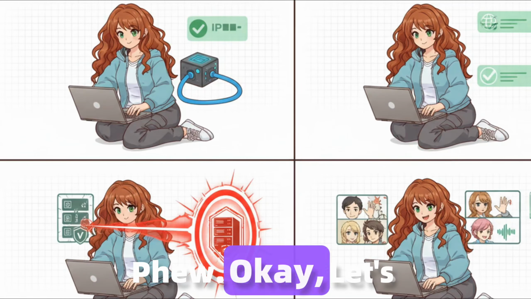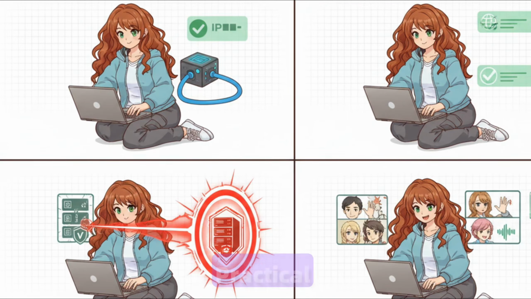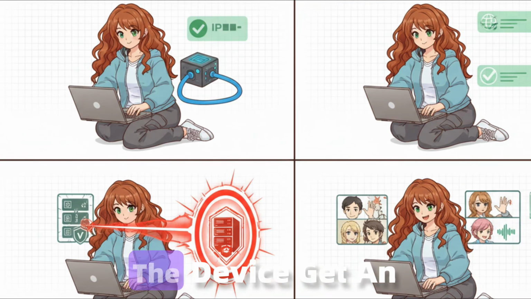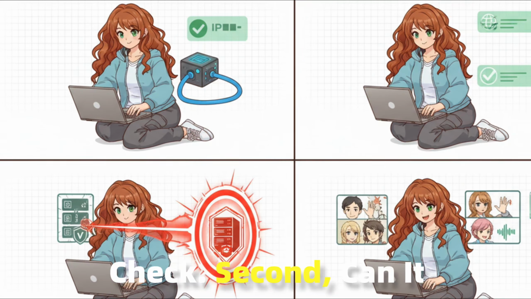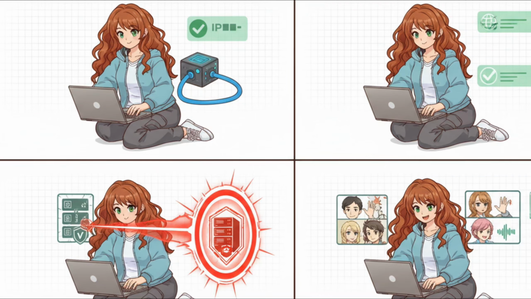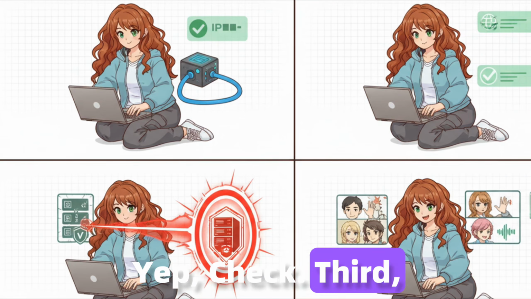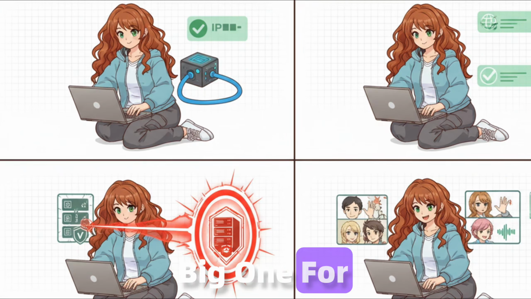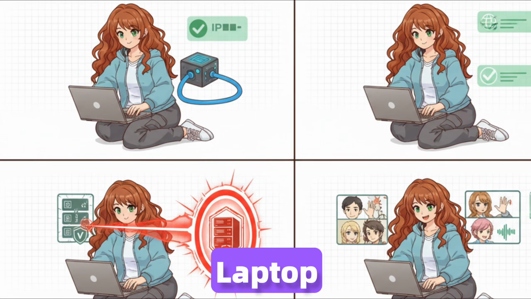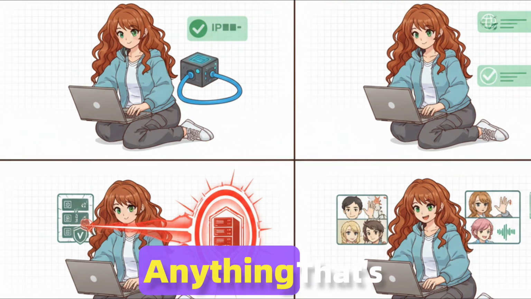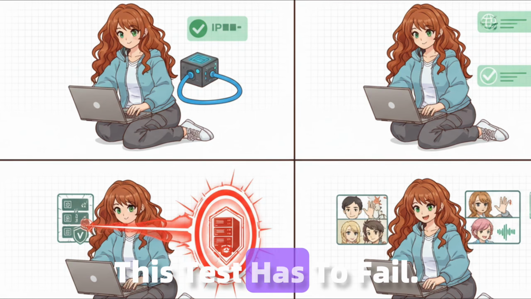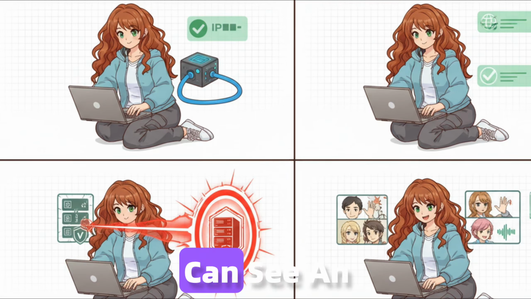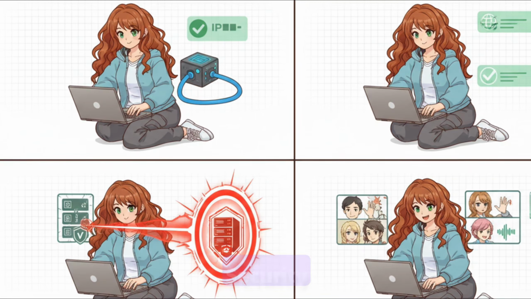Okay, let's turn this into a real practical checklist you can actually use. First checkbox. Does the device get an IP address from the right floor? We just confirmed that. Check. Second, can it get to the internet? Yep. Check. Third, and listen up because this is the big one for security. Can the sales laptop see or ping or access anything that's supposed to be only on the engineering floor? This test has to fail. If that sales laptop can see an engineering server, you've just found a major security hole.